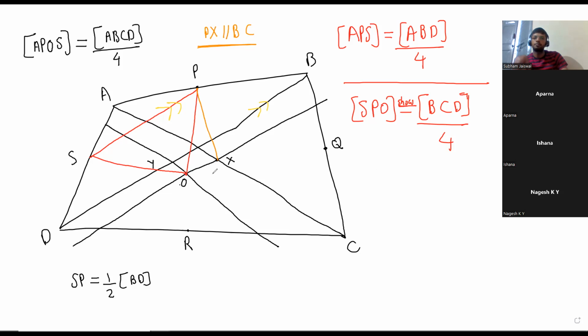Sir, how are they parallel? Anyone? P is the midpoint of AB. What about X? Because both are midpoints, in triangle ACP, PX will be half of BC and it will be parallel. Yeah, exactly. X is the midpoint of AC.